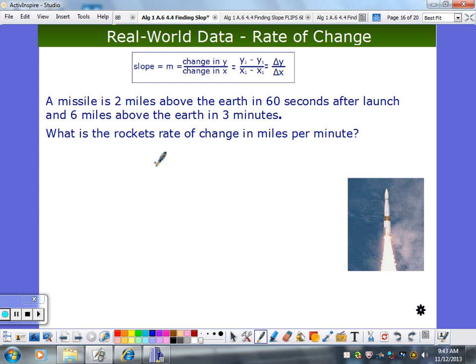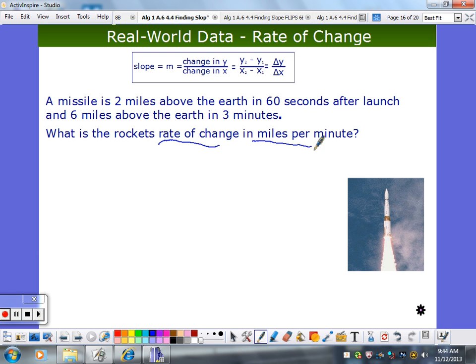Ooh, okay, we've got a missile. Who's ready for rocket science? Who's a rocket scientist? Every hand, there you go. So a missile is 2 miles above the Earth 60 seconds after launch, and 6 miles above the Earth in 3 minutes. What's the rate of change in miles per minute?